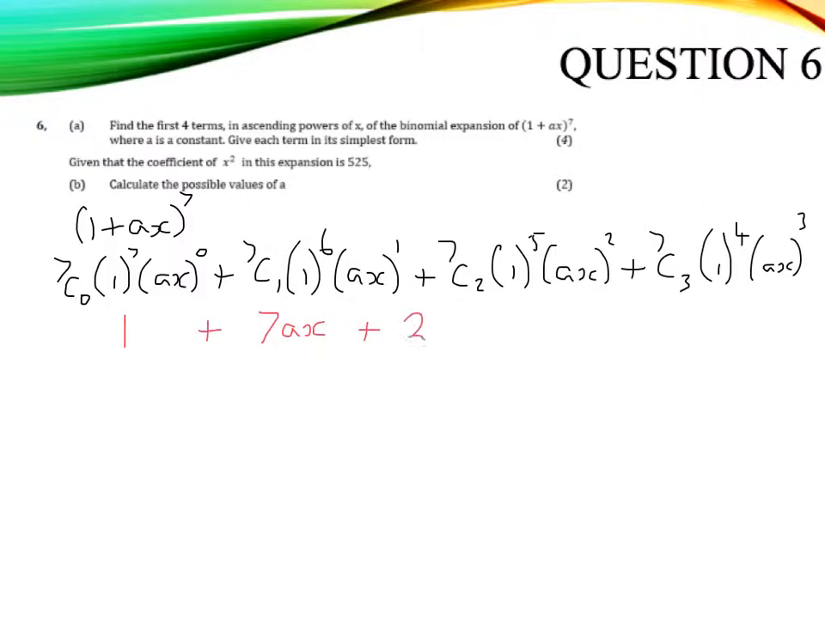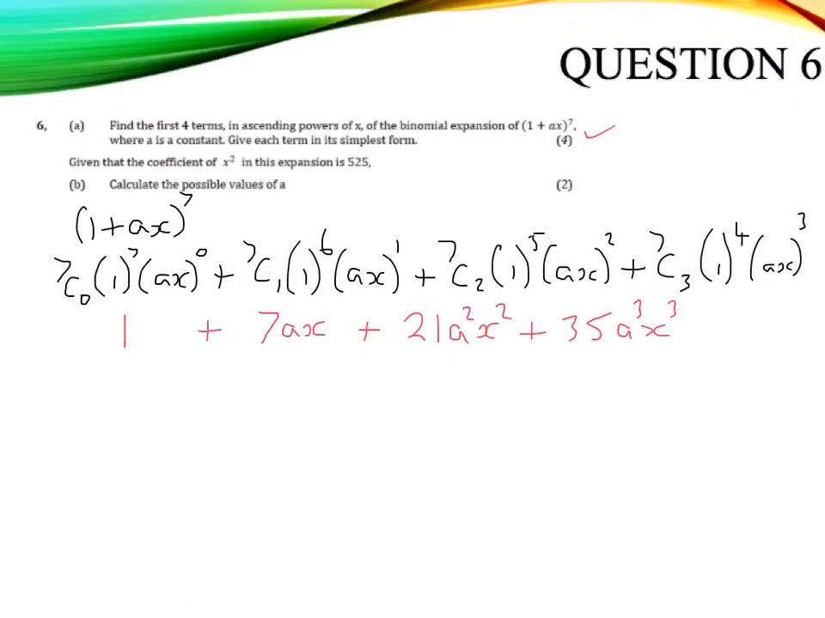Plus, on my calculator, 7C2 gives me the value of 21. So I've now got 21. And then we need to be particularly careful at this part here. (ax) all squared isn't just ax squared, it's a squared x squared. And the same on the next part as well. 7C3 on my calculator is 35, a cubed x cubed. Okay, so I've done all the first bits, I've done the first 4 terms, giving the answer in its simplest form. Done.